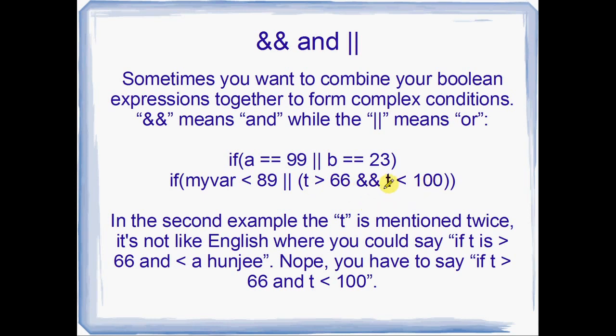The computer's not smart enough to know, if you just say if t is greater than 66 and less than 100, that you mean t again the second time. You actually have to specify it.